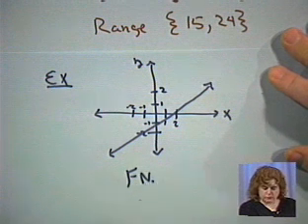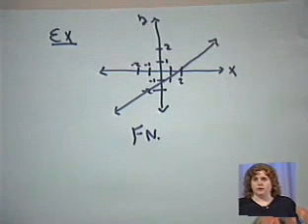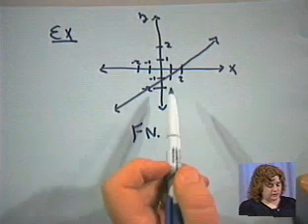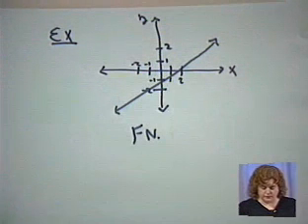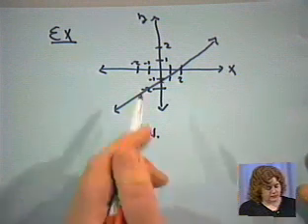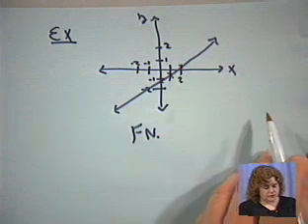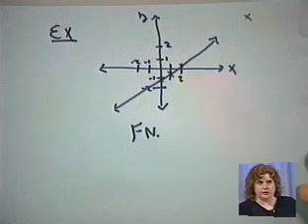The question is, what is our domain? The domain is all the x values you can ever possibly have. And what we see is we can have an x value of 0. That'll give us a point here. We could have an x value of 1. We could have an x value of 2. We could have an x coordinate of 10 somewhere out here.